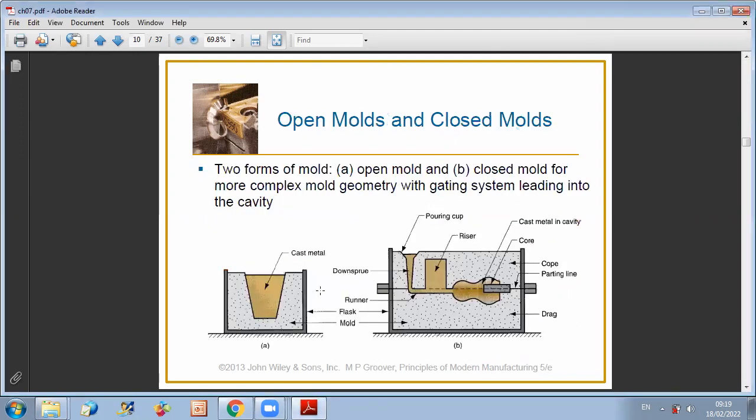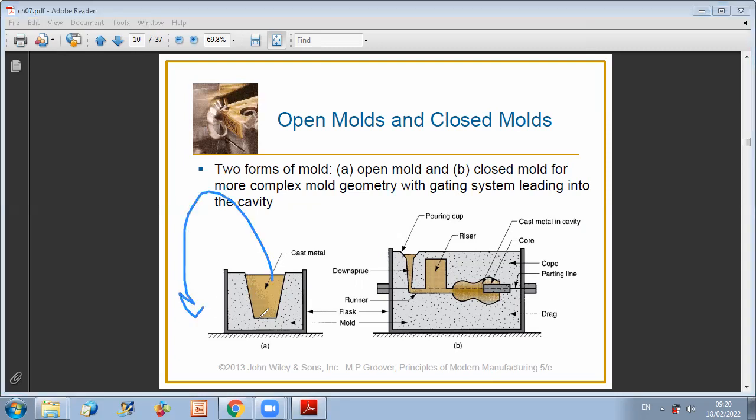Now, let us see some examples of molds. Here you have two different forms of mold, an open mold and a closed one. The closed one is used for more complex geometries. When we use an open mold, the shape is simple, in a way that if I reverse the mold after solidification, I can take it out and get my final part. However, if you have such complex geometries, it's not possible to have an open mold. We should have a closed one.